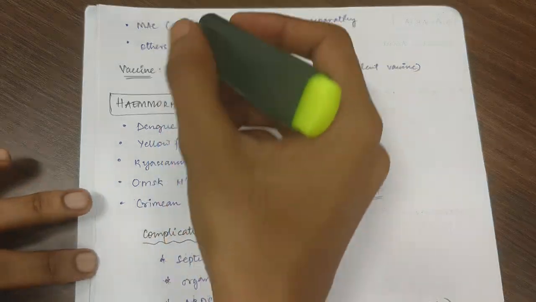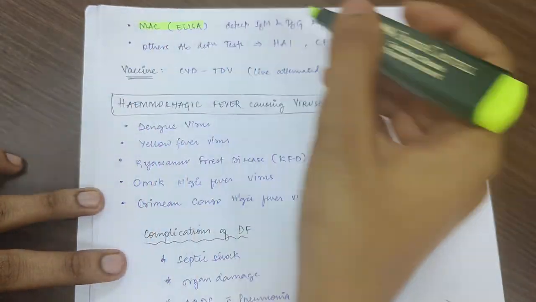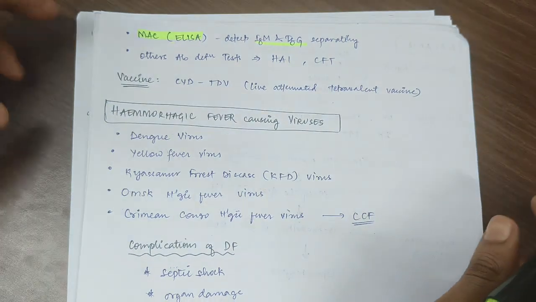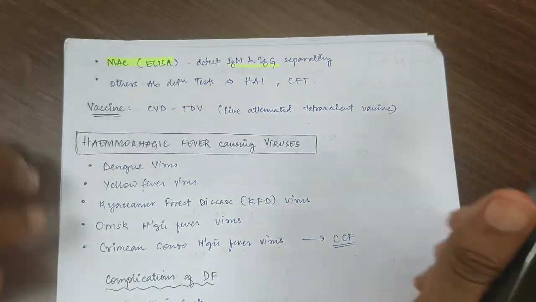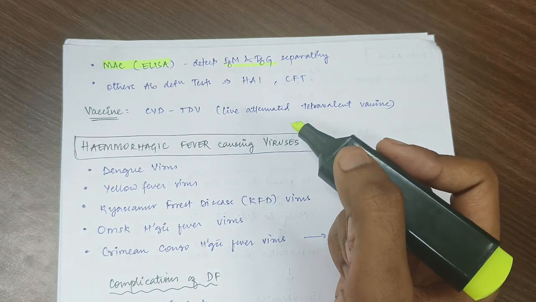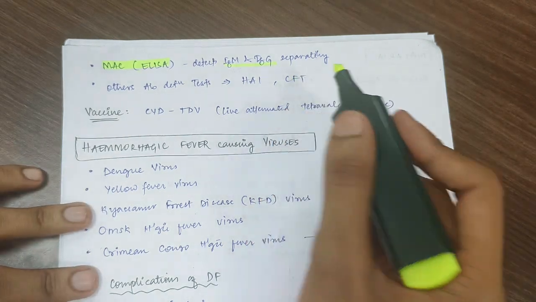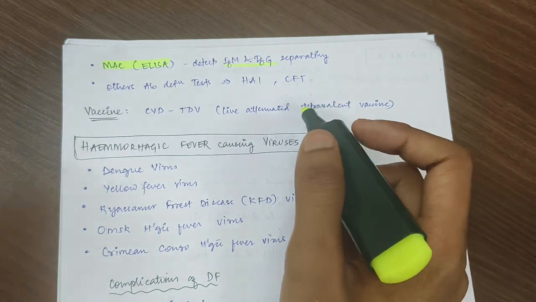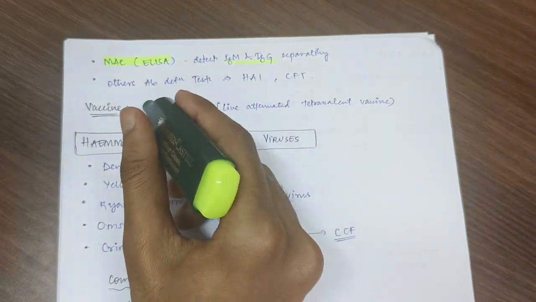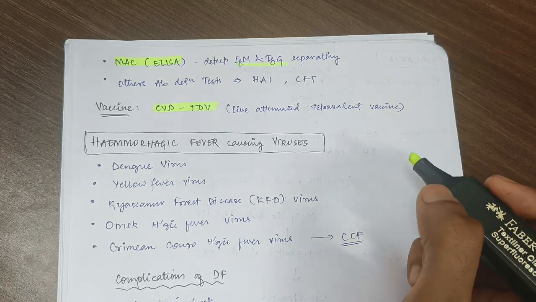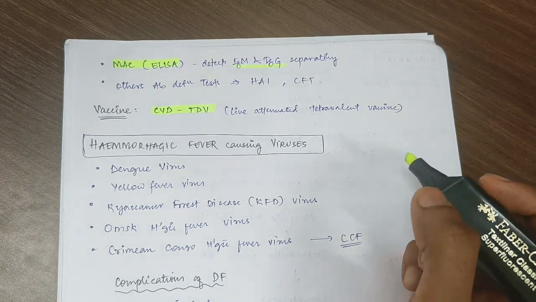You are going to do ELISA also. You are going to do MAC ELISA, which detects IgM and IgG separately. Other antibody detection tests are hemagglutination, then CFT, that is complement fixation test. The vaccine is CYD-TDV, that is a live attenuated tetravalent vaccine, using the yellow fever backbone.